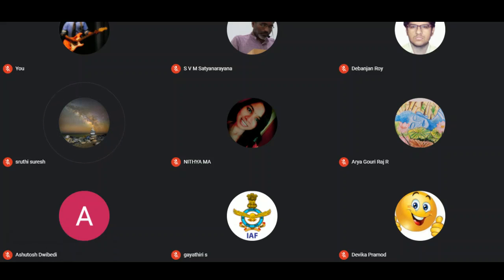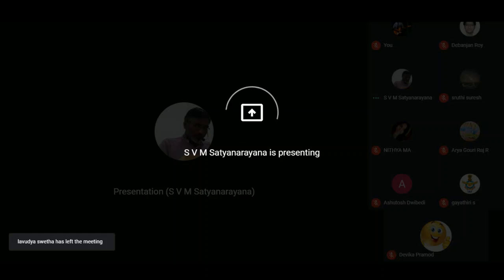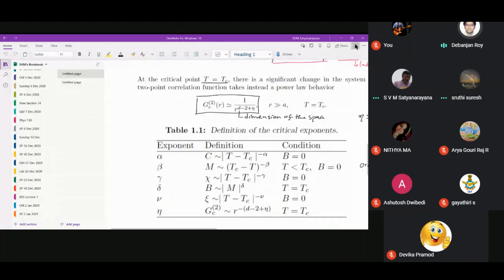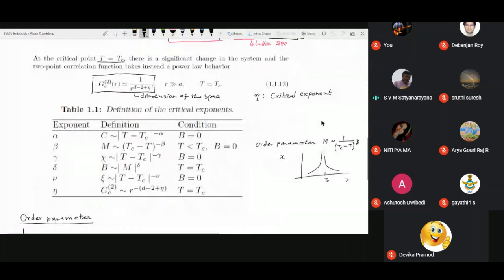Sir? Also diverges, and then this eta is this exponent. So you can see alpha, beta, gamma, delta. Yeah, the presentation is not visible, sir. Is it visible? Yes, sir, now it's visible. I do not know why it's going off.